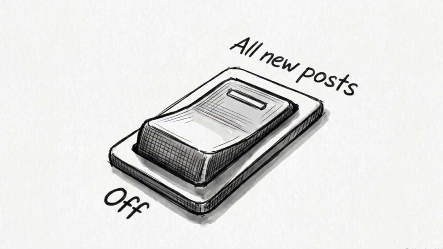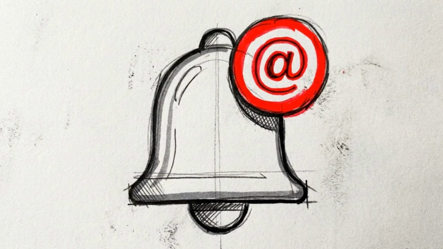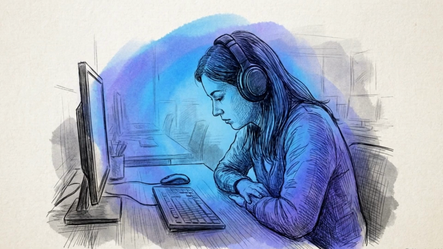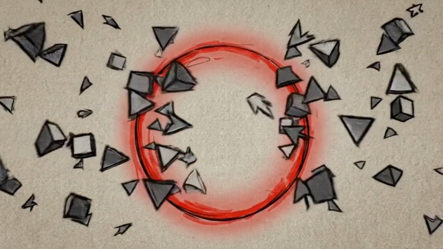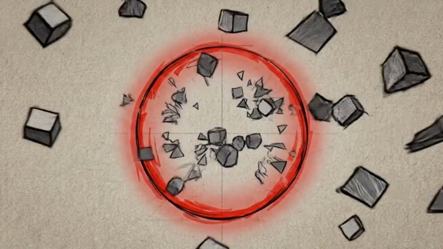In active channels, set all new posts to off. This ensures that you only receive a notification when someone directly mentions you or replies to a thread you started. For periods that require absolute concentration, you use the Do Not Disturb status. This acts as a hard block on the platform, silencing every banner and incoming call to allow for deep work.